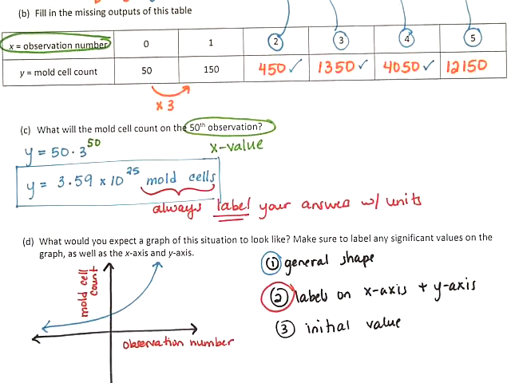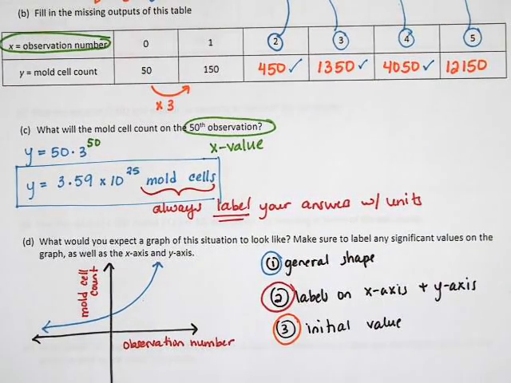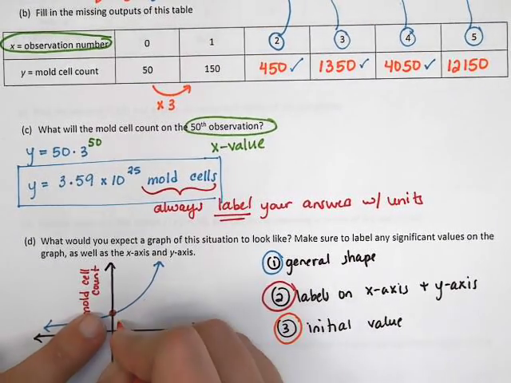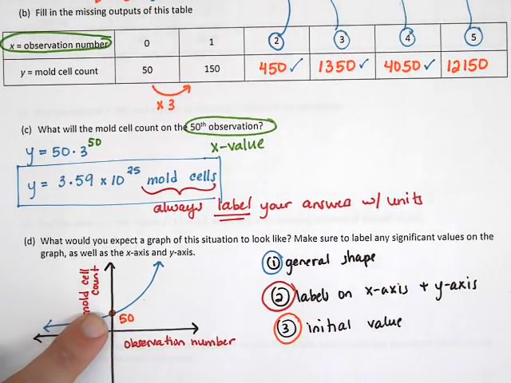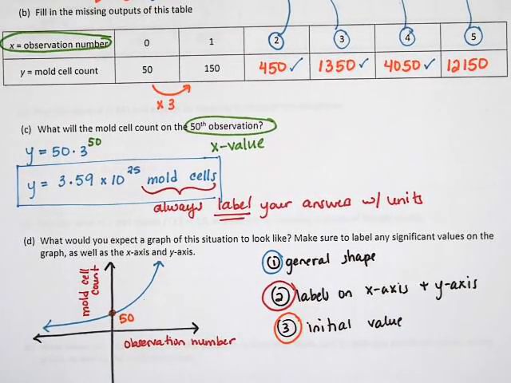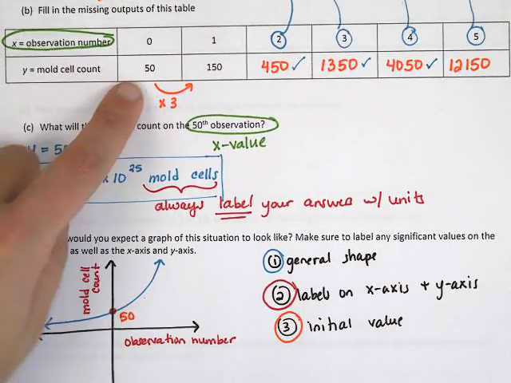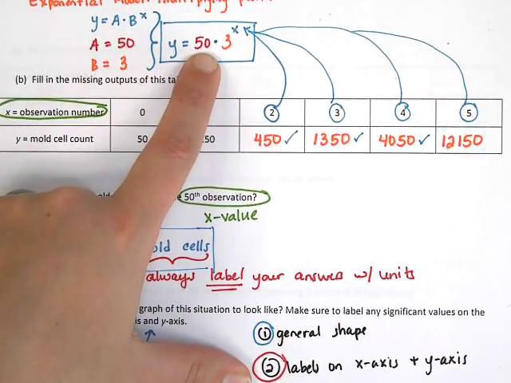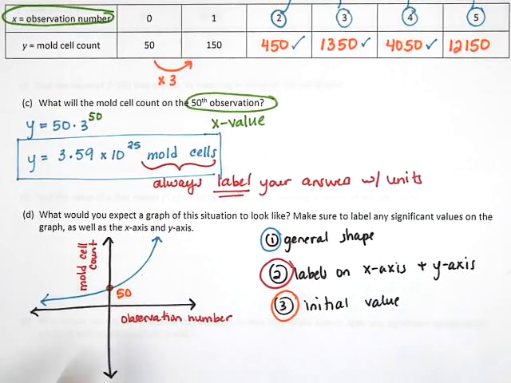Last thing is the initial value. Now when I say initial value, I mean what are the important numbers here? Well, it's important for us to know that when this graph started, when x was 0, there were 50 mold cells. It was given to us in the original directions. It was also shown in the table. It's also part of the equation when we look at the initial value is 50. So that 50 should be labeled on the graph.